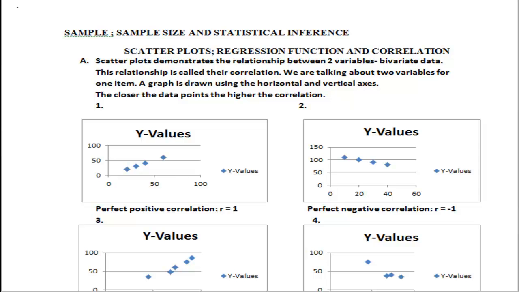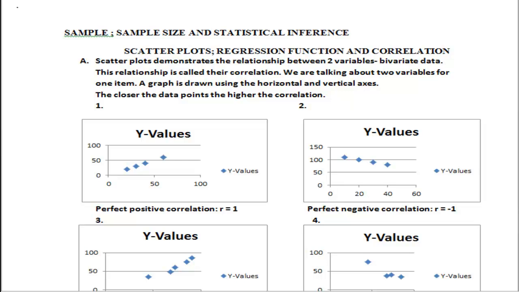Now, a scatter plot demonstrates the relationship between two variables, bivariate data. This relationship is called the correlation. Now we're talking about two variables for one item. Now, assuming you are investigating the performance of a group of learners in mathematics and science, you can't take one group for maths and compare them with a group for science. It's not going to work. So the same group's marks for maths and science will have to be worked out.